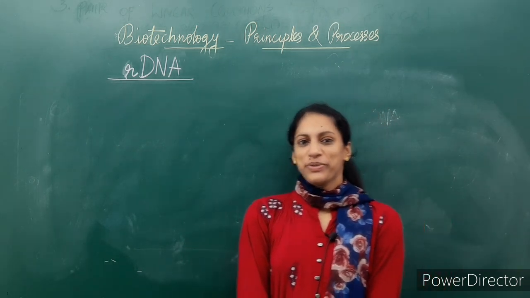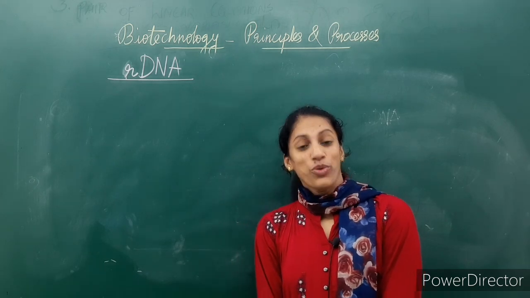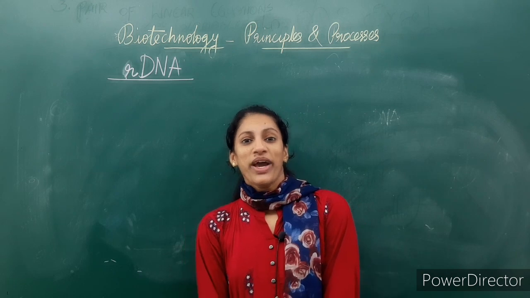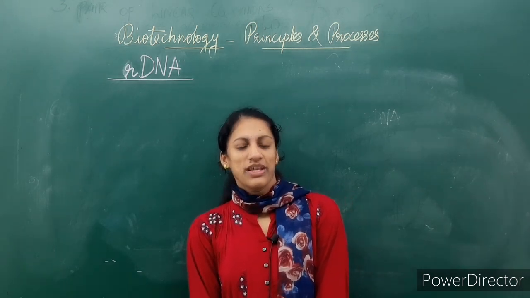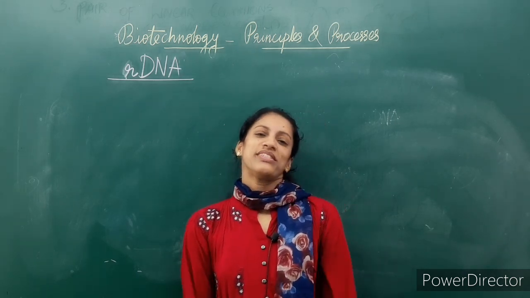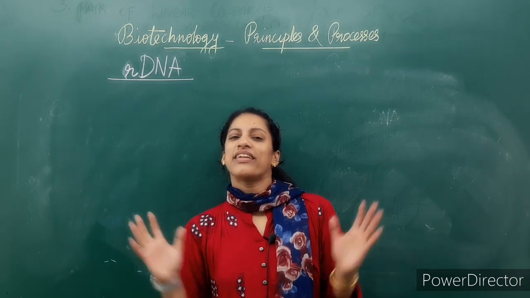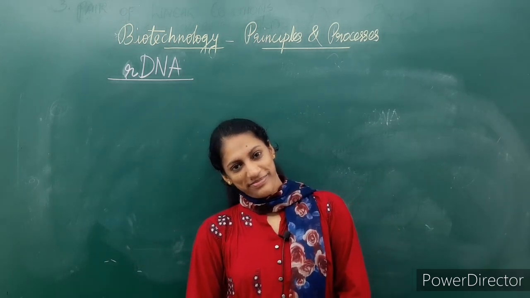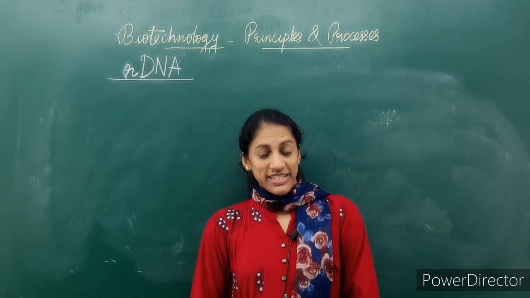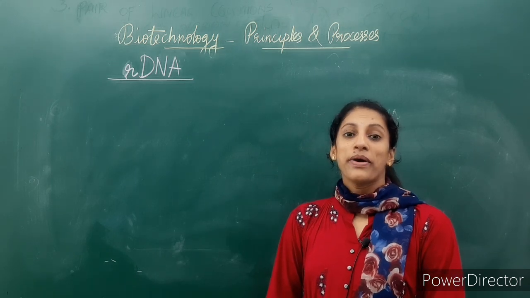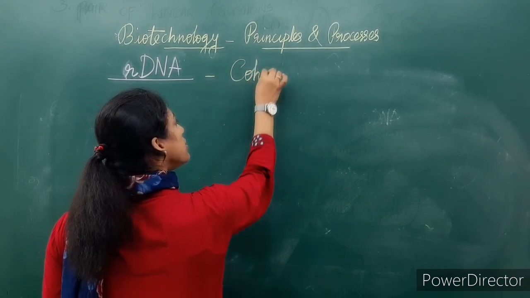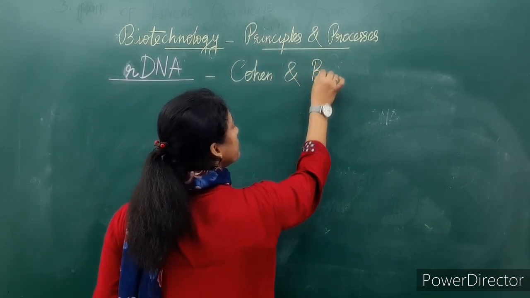Listen here. In the last class we discussed what is an rDNA. Today we are starting with who produced the first rDNA. I gave the name in the last class. Who are the scientists who developed the first rDNA? Tell me. Who remembers it? Yeah, it is Stanley Cohen and Herbert Boyer. So Cohen and Boyer developed the first rDNA.